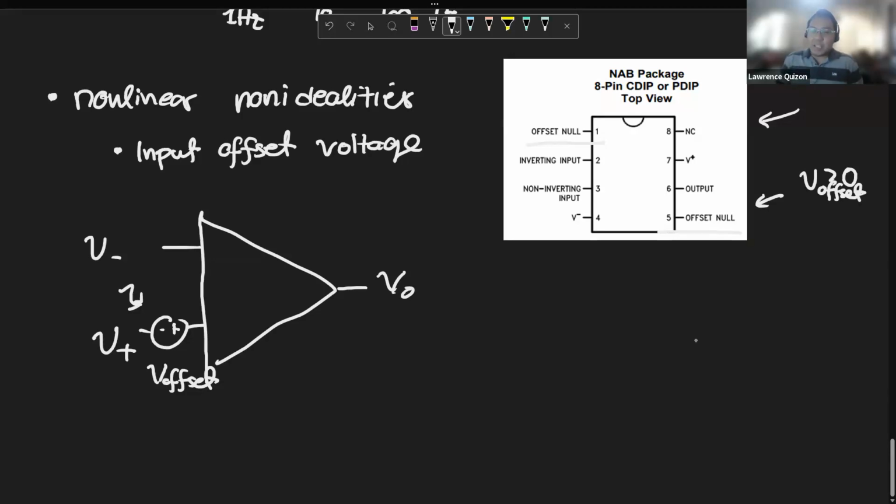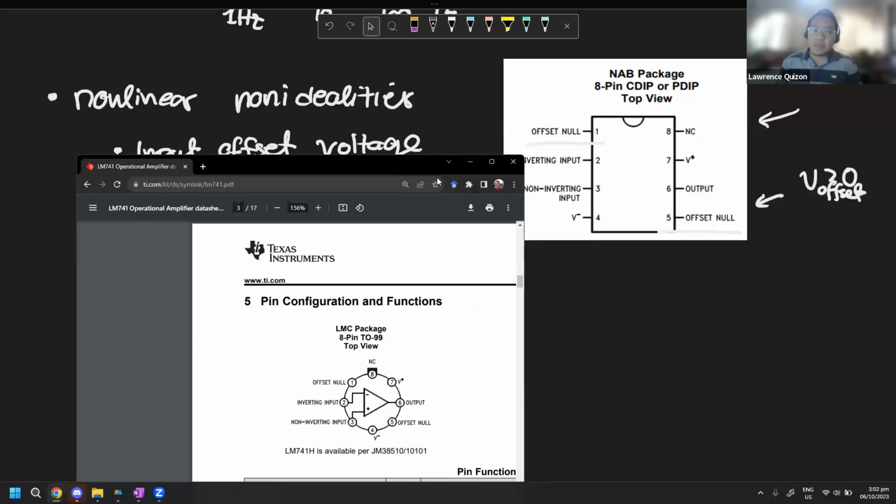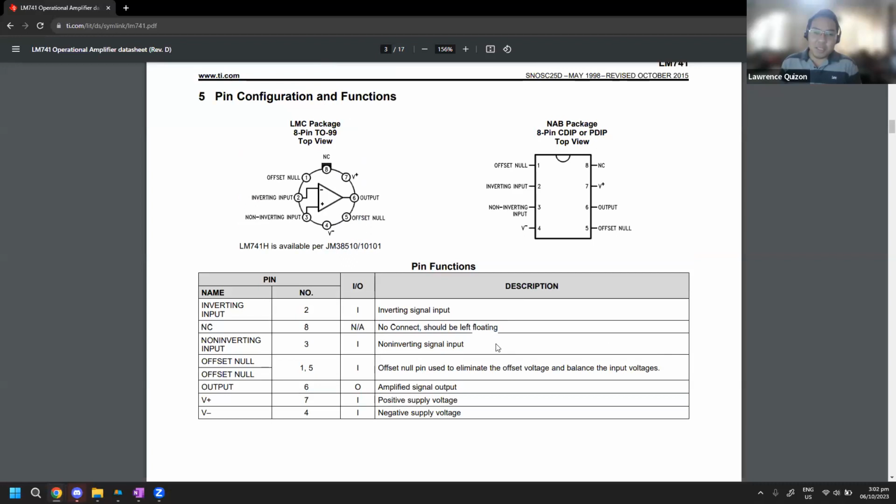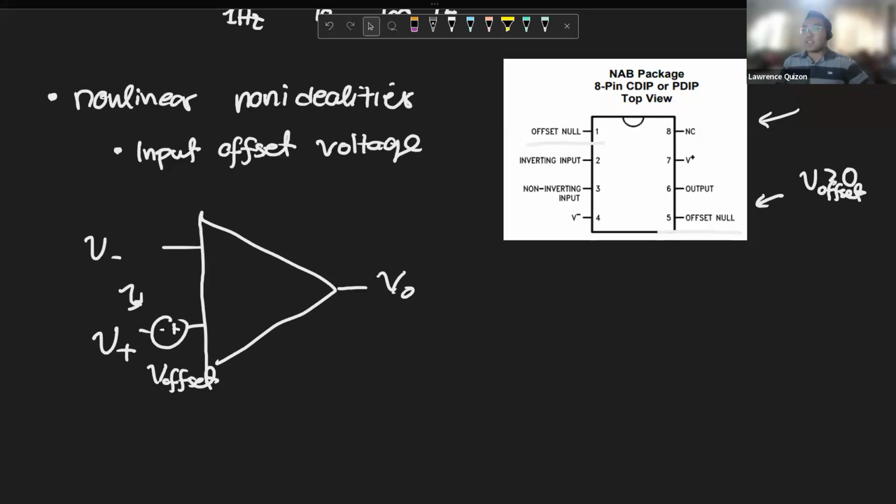So if you see an NC in the pinouts in the manual, that's what it means. It says no connect. And you can see right here, it's labeled offset null. This is your offset null pin, used to eliminate the offset voltage and balance the input voltages, as we mentioned. Nice picture they have here. So that's our first non-linear non-ideality, your input offset voltage.